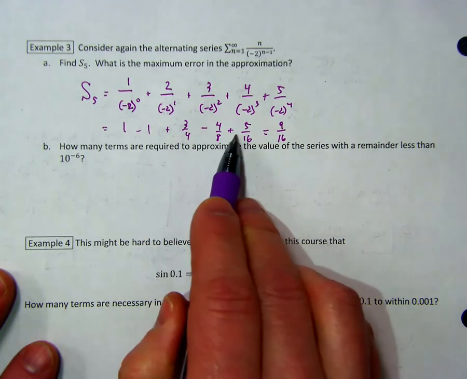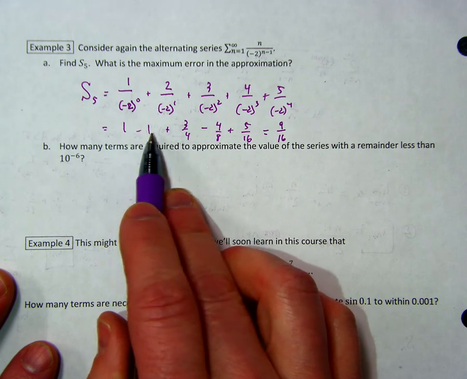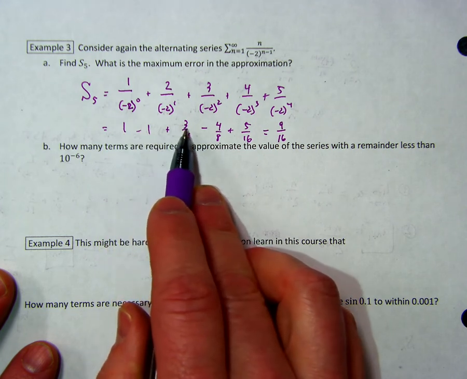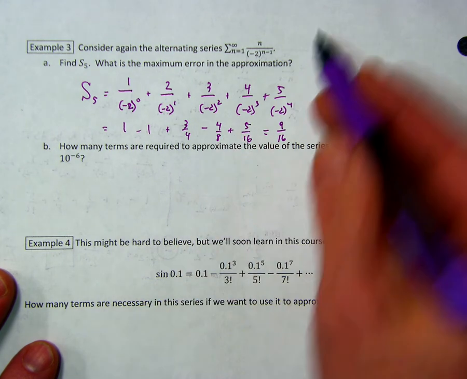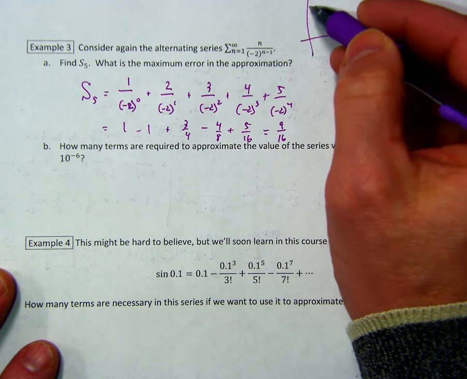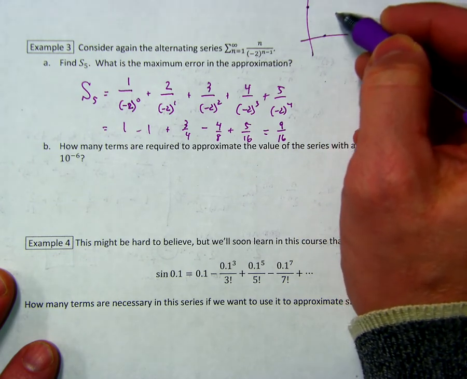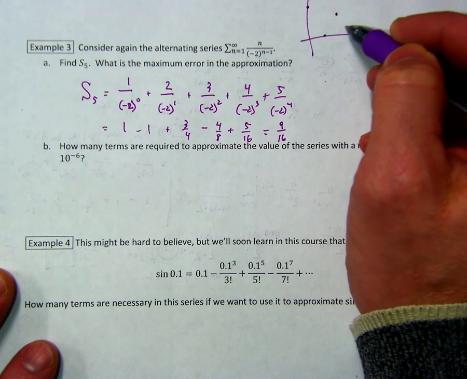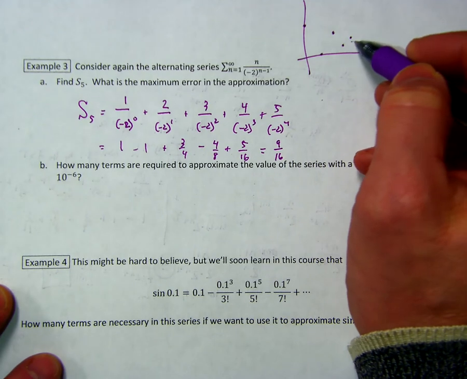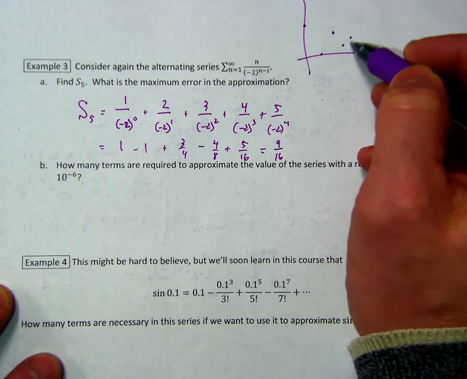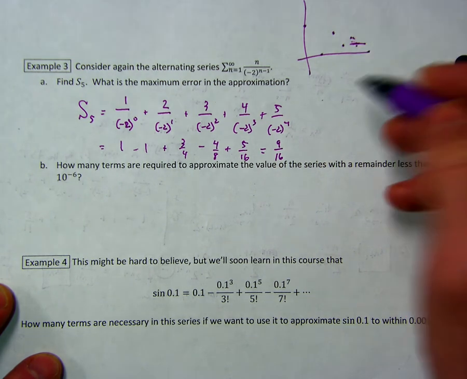Now, because we added last, you see how we started at 1, subtracted 1 and got 0, then added 3/4, subtracted a half, which puts us at a quarter, and added 5/16, so we're narrowing in. We're a little high right now, though, so we have some error. What we can do is just look at what the next subtraction would be.